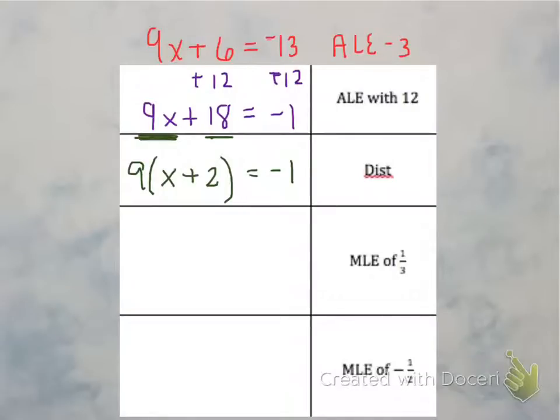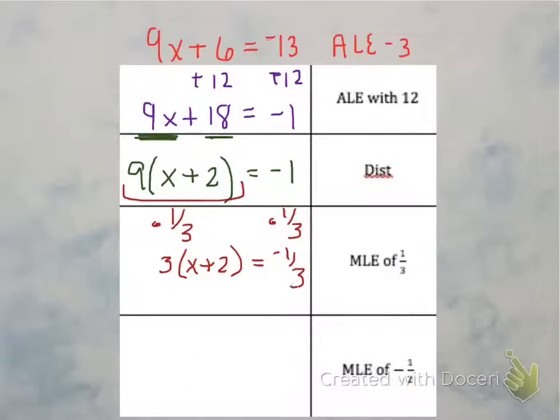In the next line, I'm asked to apply an MLE of 1/3. So that means I'm multiplying both sides of the equation by 1/3. This is all one term, so I'm just multiplying that one piece by 1/3. 9 times 1/3 will give me 3, and the x plus 2 stays because that's all one term, one factor. And then here I would get a -1/3 as my result of -1 times 1/3. And that's applying MLE.